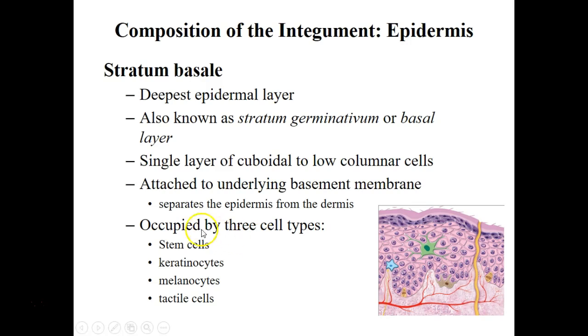It says all 3 cell types, which is silly. It has 4 different cell types. So these 3 cells plus the tactile cells, which are associated with that layer. Okay. The stratum basale is attached to the dermis by the basement membrane, which is areolar connective tissue.